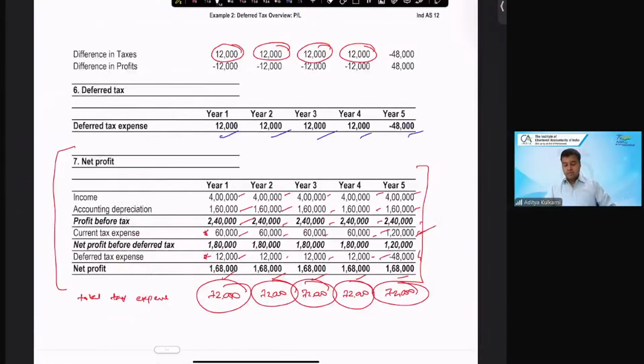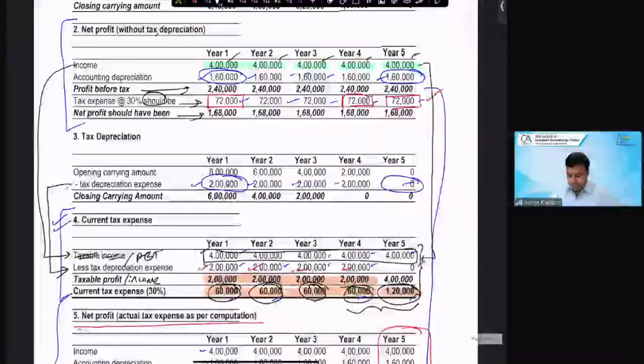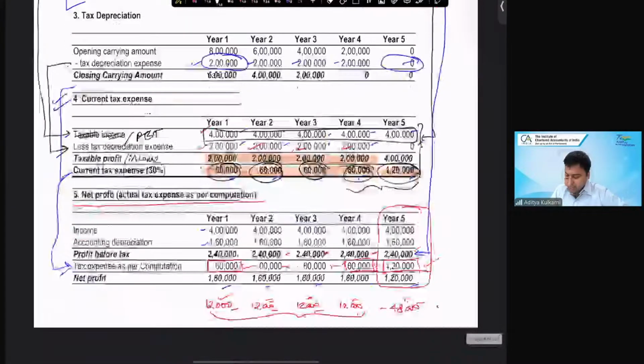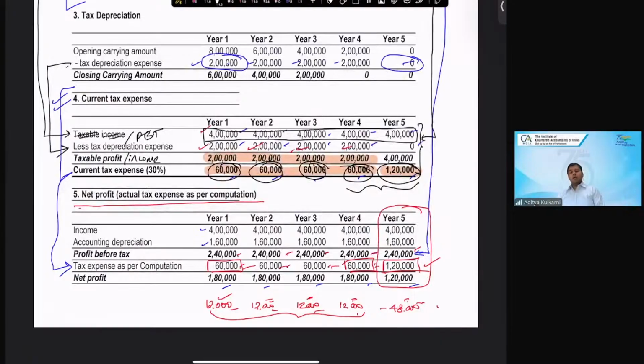Now, how do we look into that? See, this is what we have done. 1,80,000, 1,80,000, 1,80,000, and finally 1,20,000. This is your P&L with only current tax.